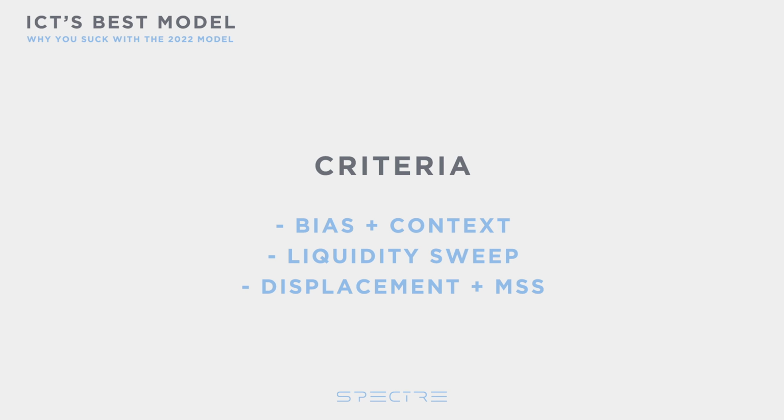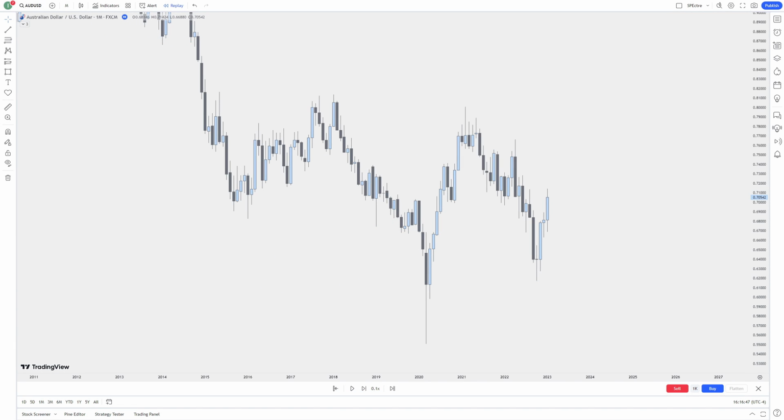Okay, so now that we understand the criteria and we understand where most traders go wrong and the reason why they are unprofitable, let's go back onto the charts and I'm going to show you a chart example of the 2022 model. Okay, so here we are on the charts, and for this example, I'm going to be showing you a swing trade example.